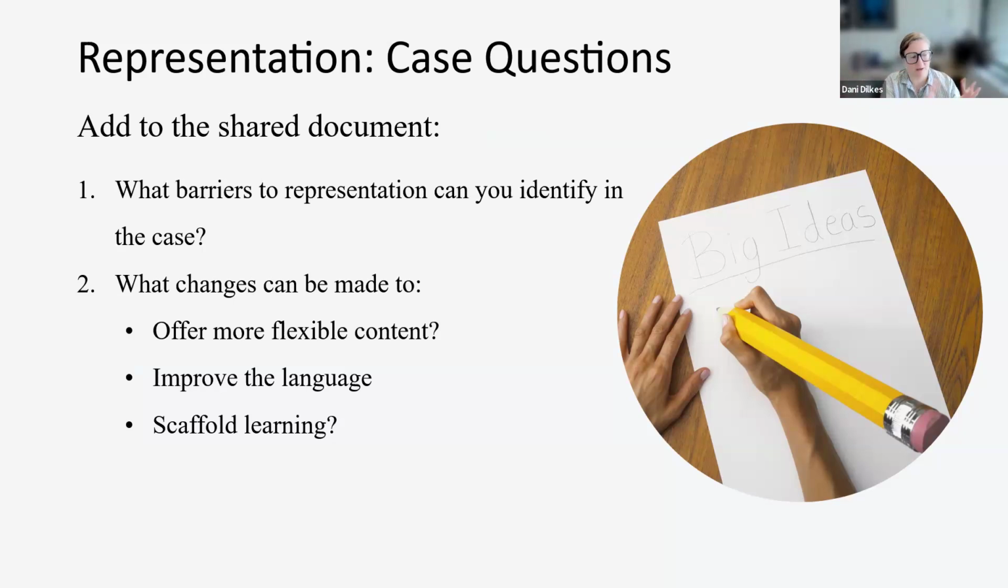Once in your room, you'll have time to look at the 3 cases and choose which one you want to focus on. And for this first round, you're going to think specifically about representation. First, you're going to look at what barriers to representation you can identify in the case. So where does it create barriers to access that maybe are unnecessary? And then you're going to think about, so how do I fix it? What changes can be made to offer more flexible content, to improve the language, to scaffold learning, or other ways you're interpreting multiple means of representation?